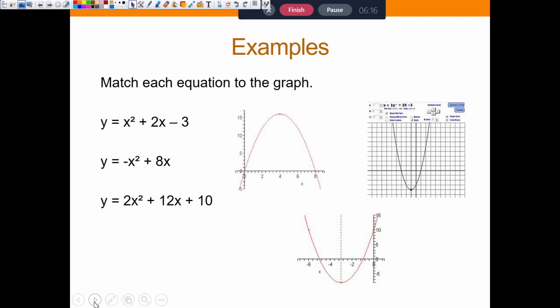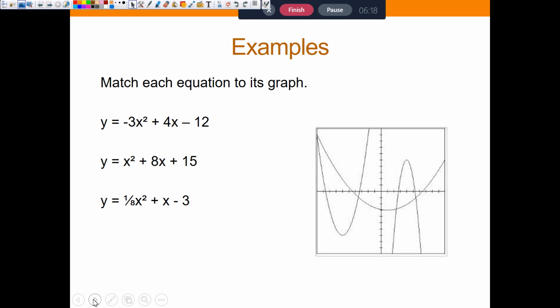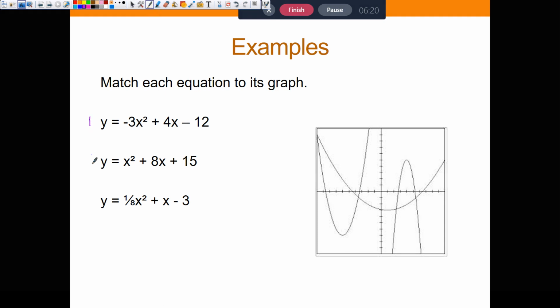Okay, let's try another. So let's match 1, 2, and 3. So let's look at our first one. Graph 1. Okay, so it opens down and it crosses at -12. It's the only one that opens down, so it has to be this one.